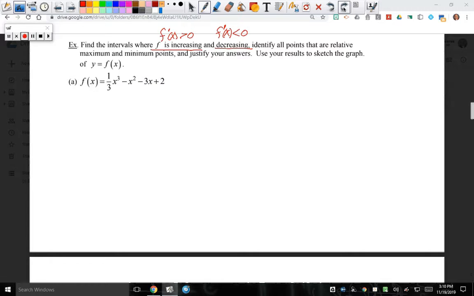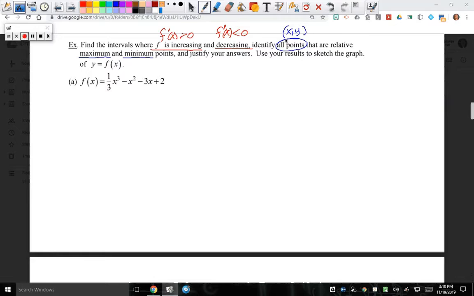Identify all points that are relative maximums and minimums, and these are points. If I ask you, what is the maximum, you'd say the y value. If I say, where is the maximum, you'd say the x value. But if I say, identify all the points, I want you to give it to me like a coordinate point.